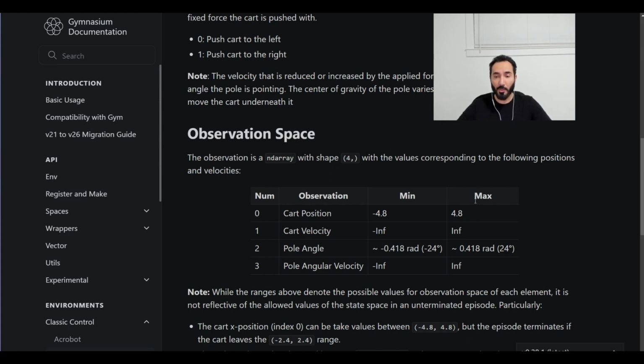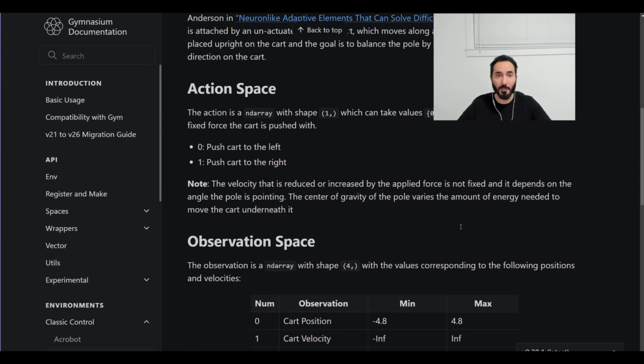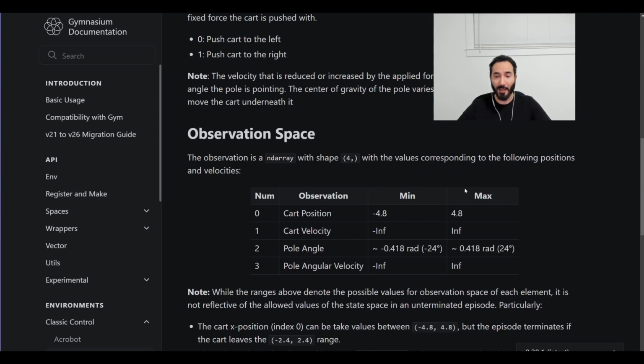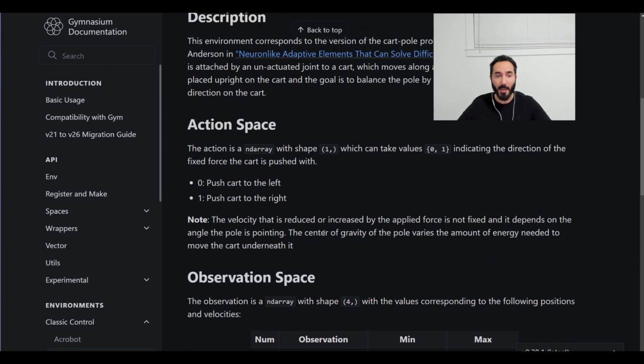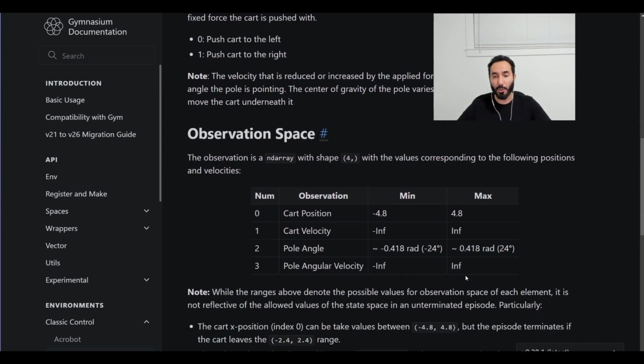So these numbers will define the state or the observation for us, and this is going to be the input to our neural network, and the output for every state is going to be either push to left or push to right, and the neural network should understand how to balance the pole. So that's in a nutshell the description of the problem that we are studying here.